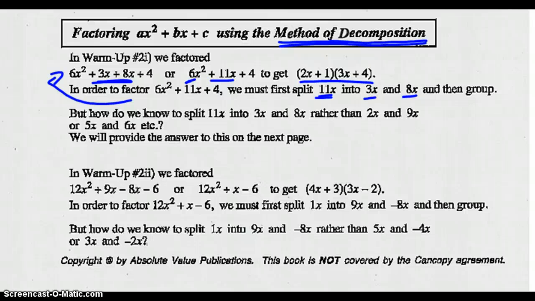Now, where would I pick 3 and 8 from? I have to figure out what numbers multiply to 6 times 4. So 3 times 8 is 24, just like 6 times 4 is. Why would we use 3x and 8x rather than 2x and 9x? Because 2 and 9 also give us 11. Well, 2 times 9 multiplied to 18, whereas 6 times 4 is 24, just like 3 times 8 is 24. So look at that on the next page.